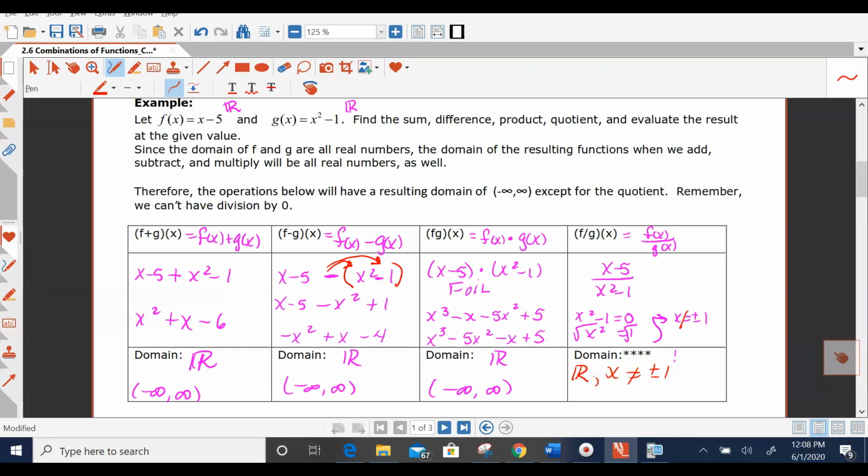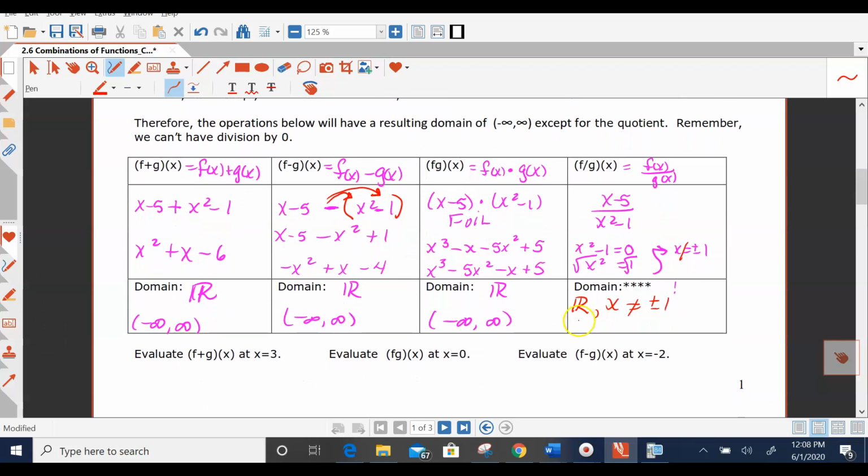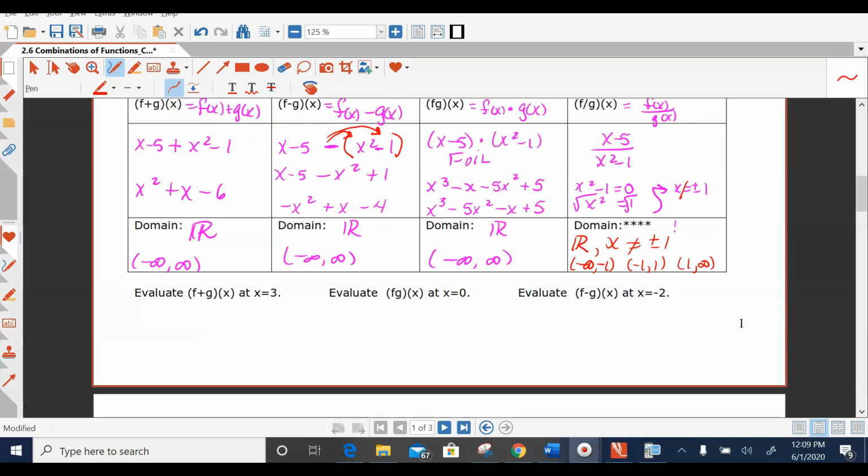Or if I use interval notation, it would be negative infinity to negative 1, parenthesis, negative 1 to 1, parentheses on both, and then 1 to infinity, to show that the negative 1 and the 1 are excluded. Now let's do some evaluating with these same operations.